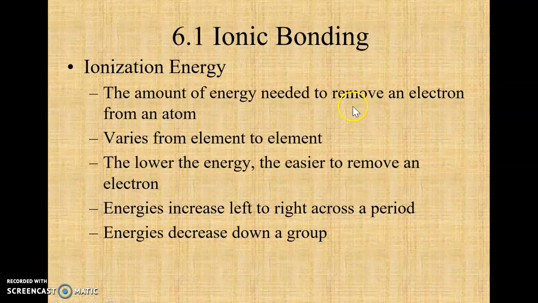So ionization energy, I'm going to quickly go through this. I've put the material up on Google Classroom if you need to look at this again without me talking about it. The amount of energy needed to remove an electron from an atom varies from element to element. The lower the energy, the easier to remove an electron. Energies increase from left to right across a period. Energies decrease down a group.